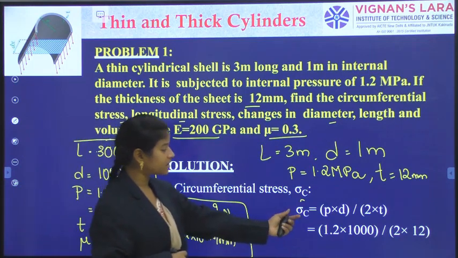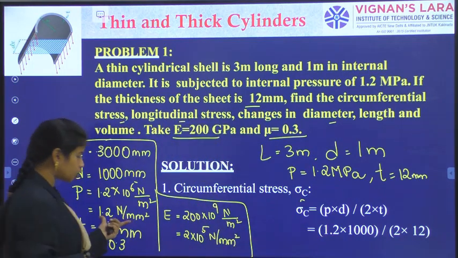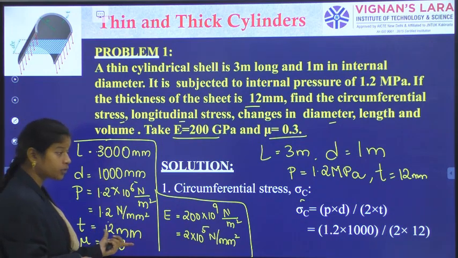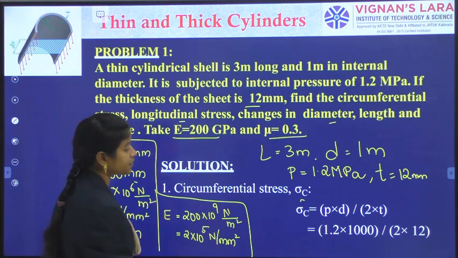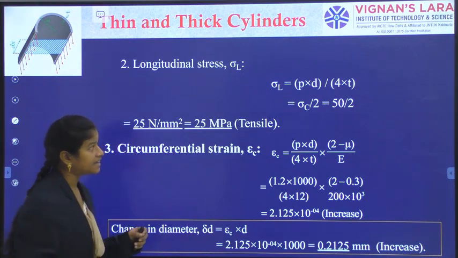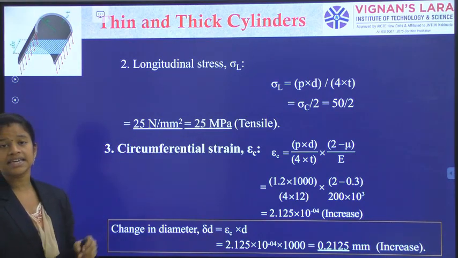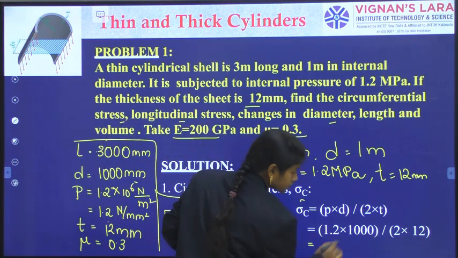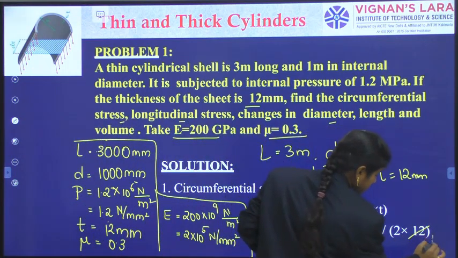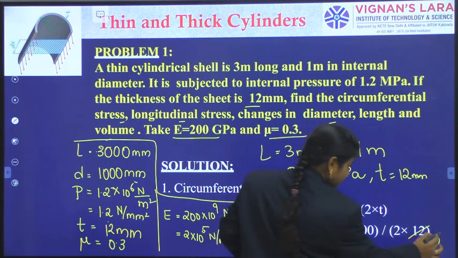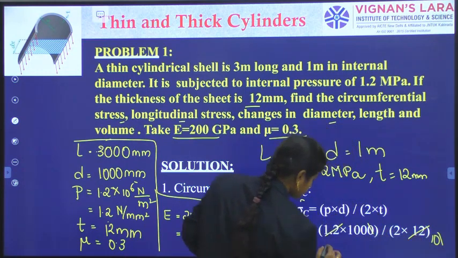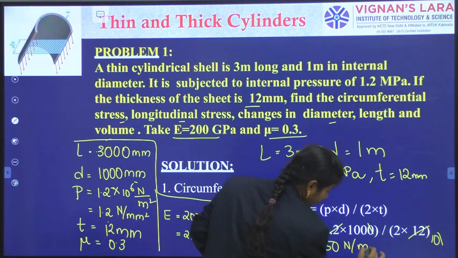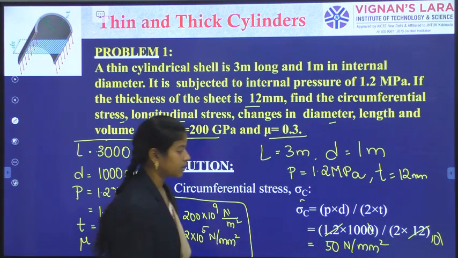Now I am substituting everything. P is 1.2 Newton per mm square, D is 1000 millimeter, divided by 2 into 12. So this is the condition for the PD by 2T calculation. After cancellation of these terms, 1000 divided by 24 multiplied by 1.2 gives me 50 Newton per mm square.